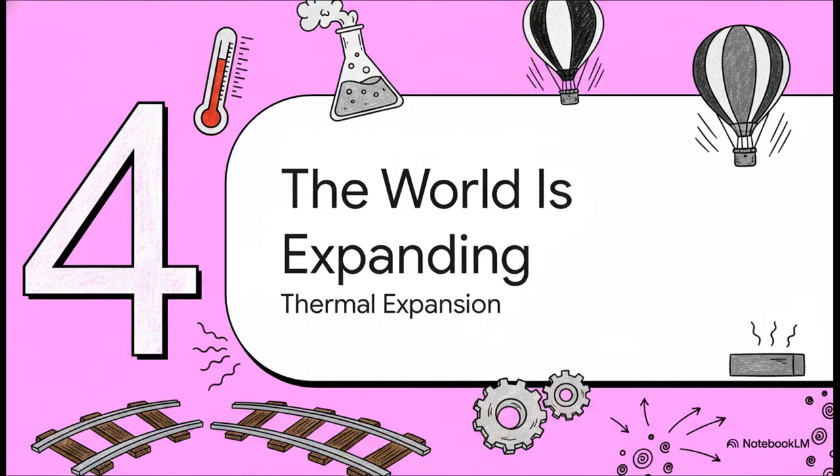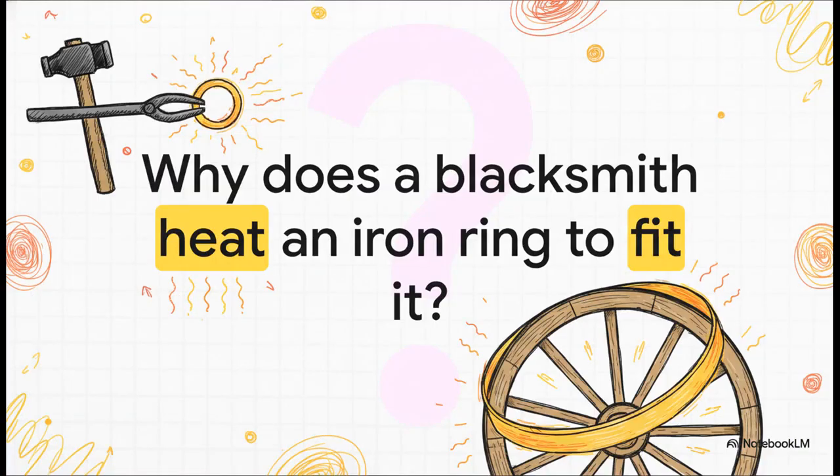Okay, so we've talked gases. But what about solids and liquids? Well, they react to heat too. And you have definitely seen this in action. We call it thermal expansion. I mean, think about this for a second. The blacksmith has a solid iron ring that's actually too small to fit on the wheel. So how in the world do they get it on there? Well, the secret is fire.